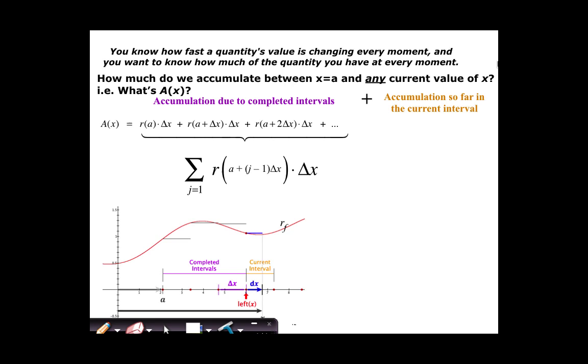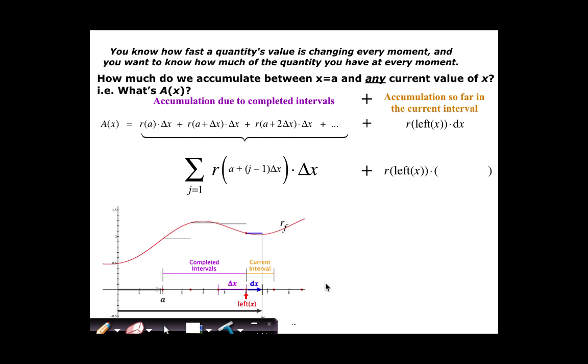We'll always add this on in general, and it just might turn out to be 0 as the dx value later. But r of left of x, for any x value, there's one current value of x, and that's the rate that we'd use, the rate at that most current left boundary times dx.